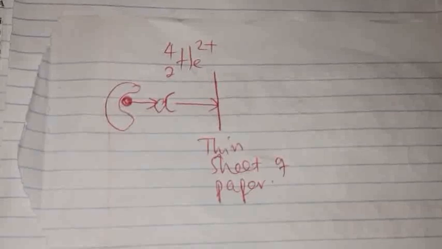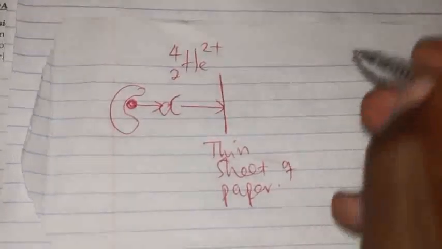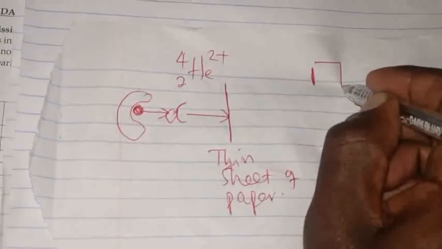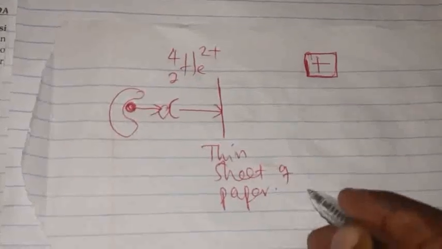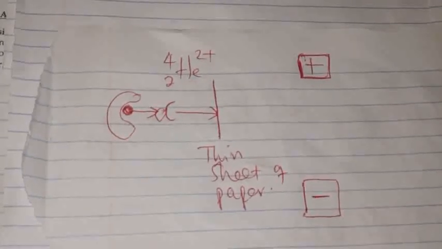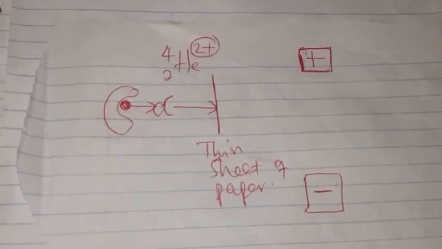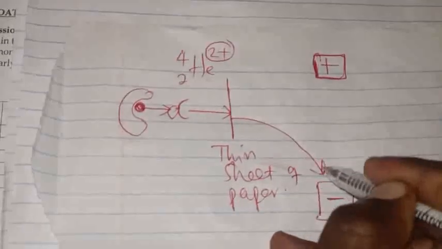So you can see its ability to get deflected in an electric field. For example, if I have this as my positively charged plate, and this becomes my negatively charged plate, where is this alpha particle going to get deflected? It is carrying a positive charge. Like charges repel and unlike charges attract. So that means it is going to get deflected to the negative plate in our electric field.